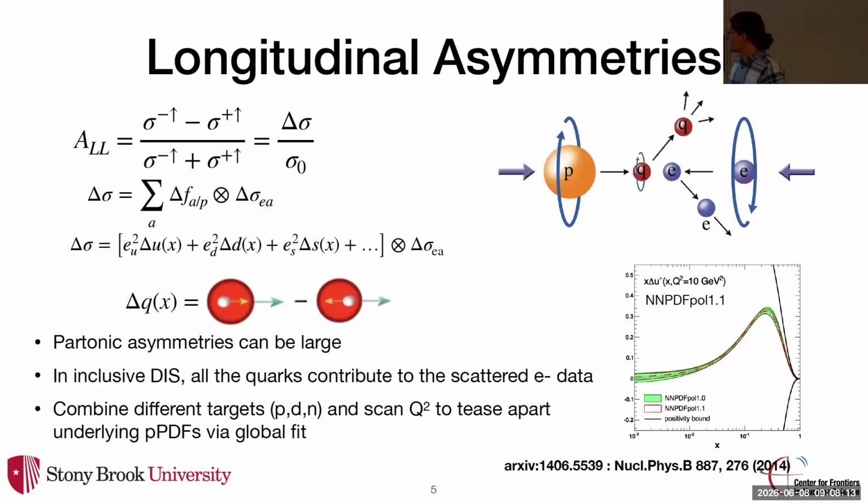Yeah. All right. So it literally is, we take the number of times that we see the quark aligned with the proton spin minus the number of times where we see them anti-aligned. It's just that difference. These can be large.